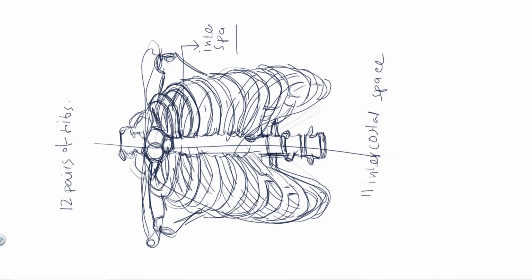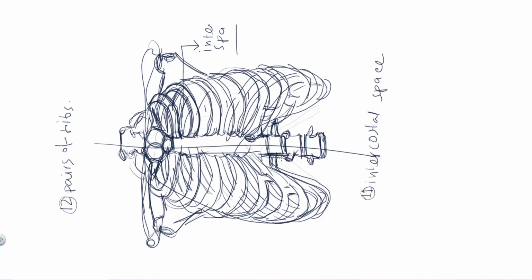So in the 11th intercostal space. A little bit here, it looks like the 11th intercostal space and 12 pairs of ribs. There are also 7 ribs called the true ribs, and the other ribs are called false ribs, and here the ribs are called the floating ribs. Okay, I will discuss this later on.